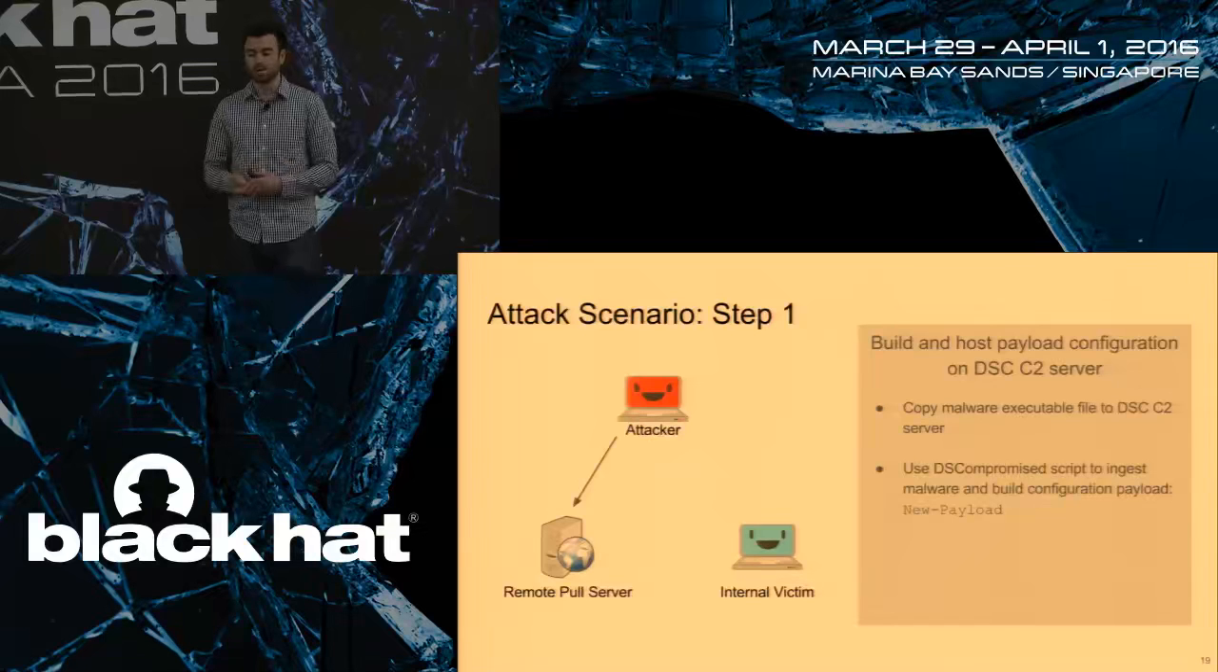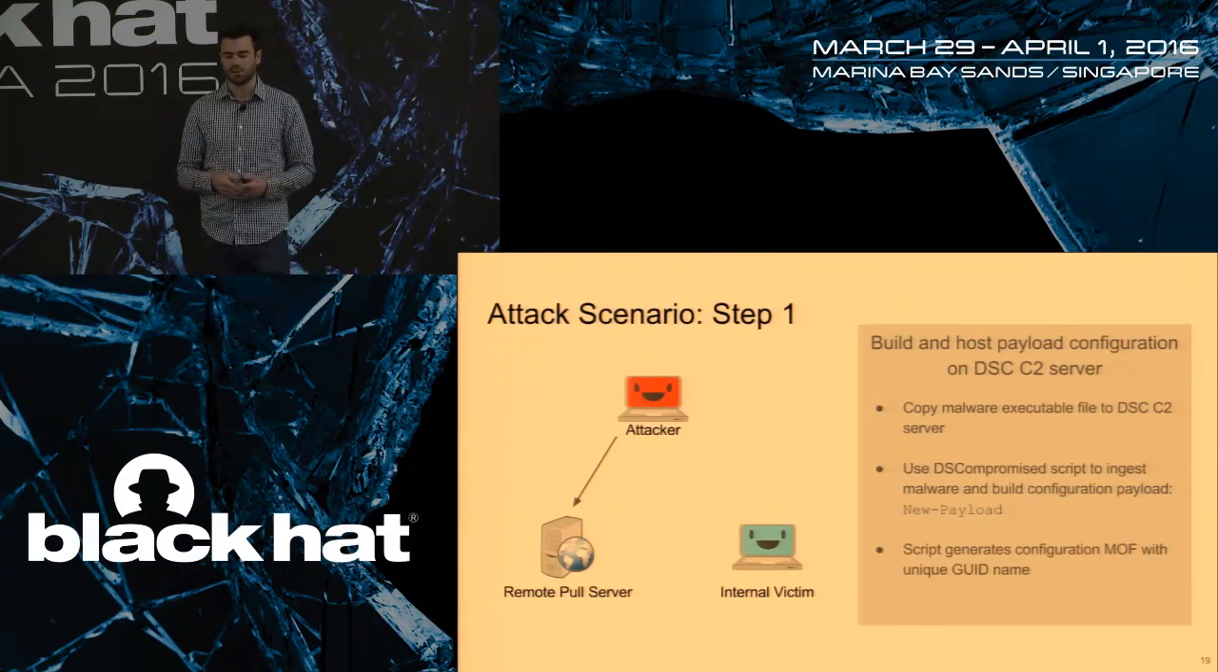And then we're going to run this new payload function, which basically just takes that script and a couple other arguments and then builds out a payload object that we pass to build a configuration. The script ultimately generates a MOF file and a unique GUID. The MOF file is then placed in the correct location, and the GUID is just maintained for you to then go and give it to the victim.